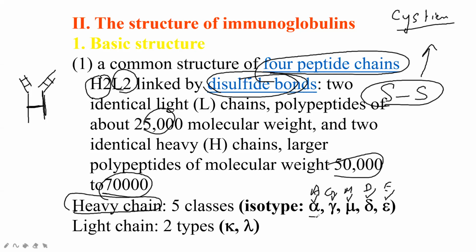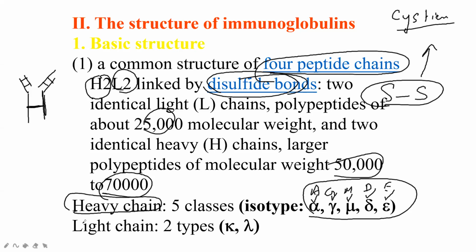So for our classification, the different types of antibody depend upon the heavy chain. If the heavy chain is mu, then it's IgM. Heavy chain gamma is IgG. Heavy chain alpha is IgA. Heavy chain epsilon is IgE. Heavy chain delta is IgD.